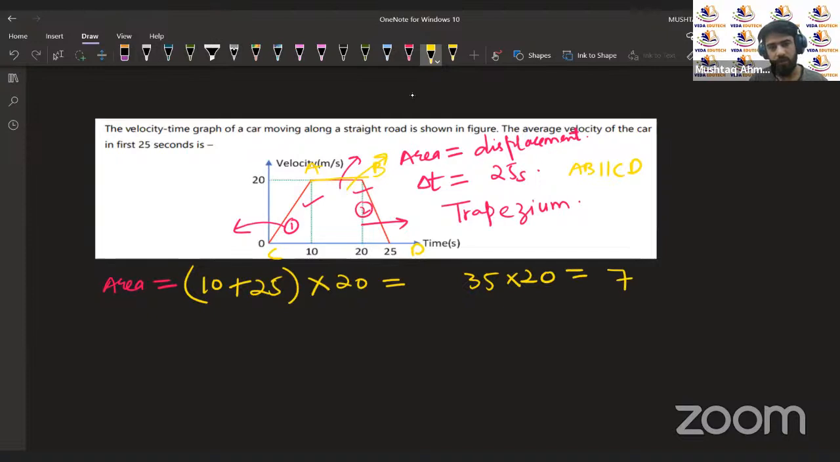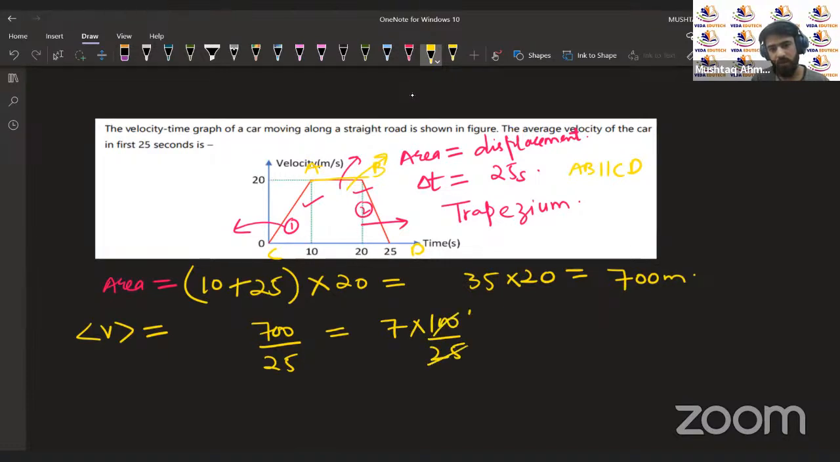That's 700, right? 700. So the average velocity is the total displacement, 700, upon the total time interval, that's 25 seconds. We'll divide it by 25 seconds. So we can just write it as 7 into 100 upon 25.